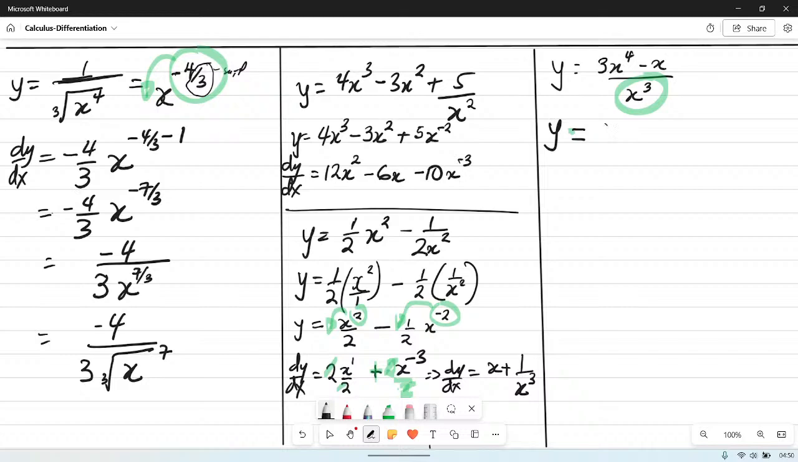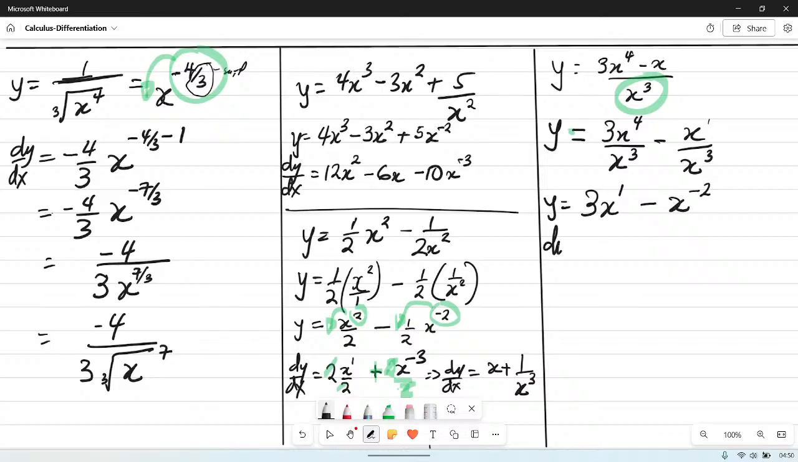Okay, so this becomes 3x exponent 4 all over x exponent 3, minus x over x exponent 3. Simplify this expression using the laws of indices. When the bases are equal and they are dividing, subtract the exponents. So subtract 4 and 3, giving you 3x exponent 1 minus x. 1 minus 3 is negative 2.